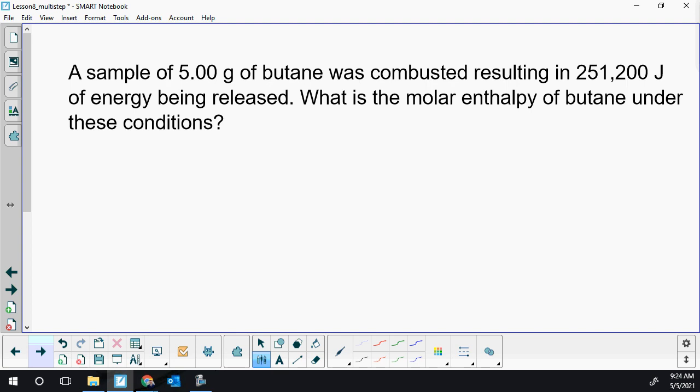Okay. 5 grams of butane was combusted, and a 250,000-ish joules of energy was released. Okay. And we're wondering what the molar enthalpy of butane is under these conditions. Well, molar enthalpy is normally our middle step. In this case, it is going to be our final step. We don't have to do anything else with it. We just want to get molar enthalpy of the combustion of butane.